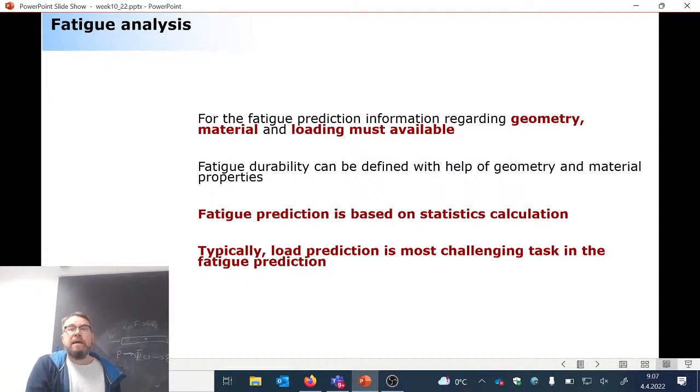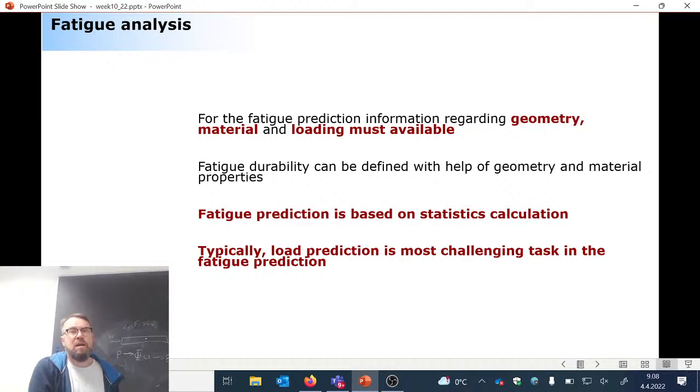Now, this says what is needed to do this fatigue analysis. So you need to know the geometry, which is what kind of detail you're looking at, and how you have welded these different components together. You need to know something about the material. Often we're speaking about steel, maybe aluminum. That's about it. Those are the two choices. And then the loading must be available.